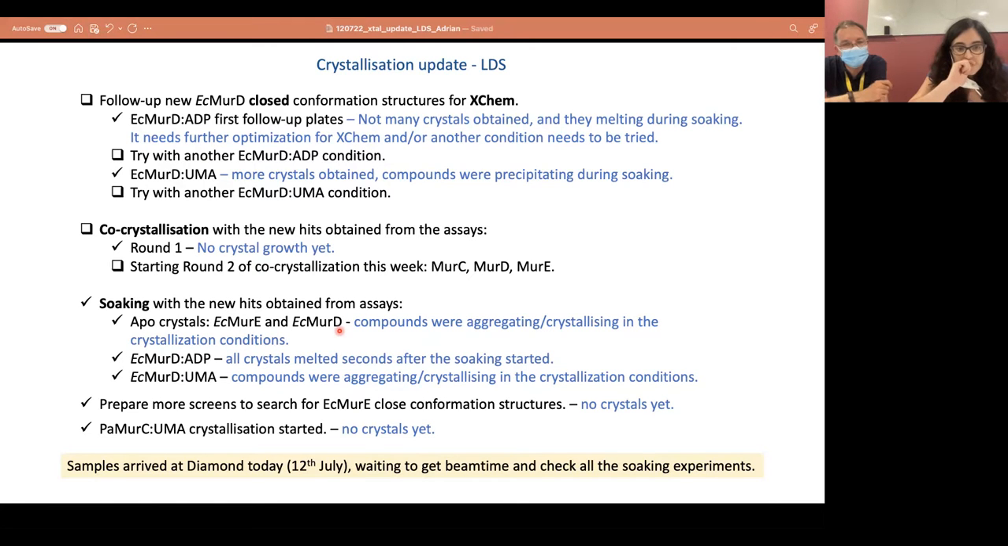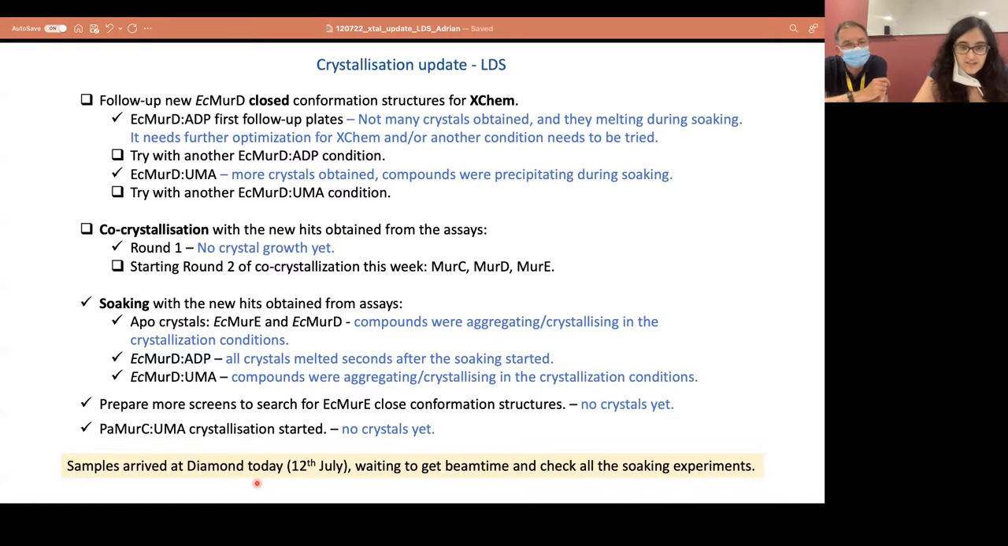I also prepared some more E. coli MurE crystals for the closed conformation with different concentrations of the tripeptide, but I haven't got any crystals yet. I also started co-crystallization with Pseudomonas MurC and a monopeptide. Again, I got no crystals yet for that. That's all my update on crystals.